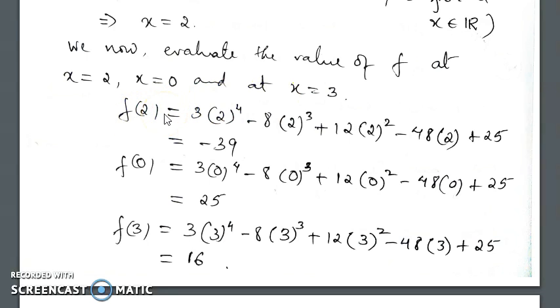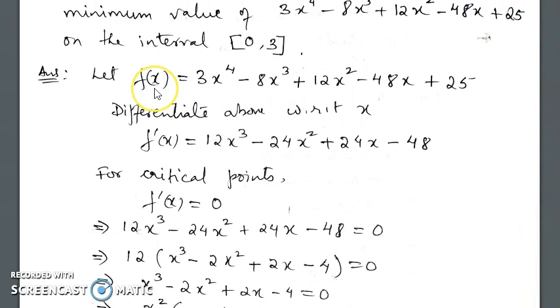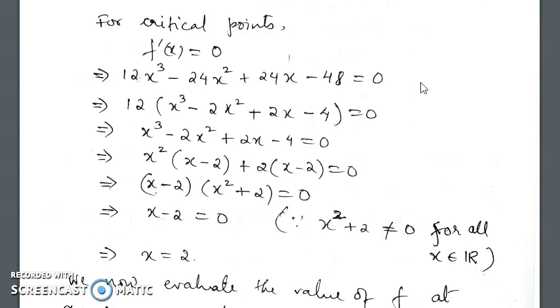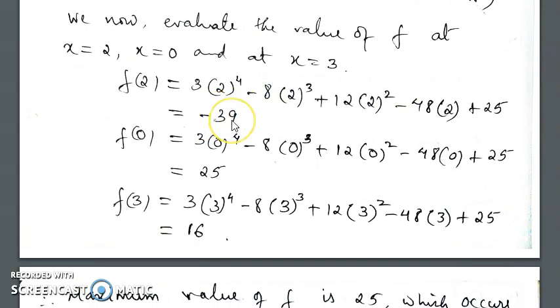f of 2. All x in f of x should be replaced by 2. Calculate all this on the rough, and you will get minus 39. This is your f of x from the beginning; put all x as 2, then you calculate f of 2. You will get minus 39.